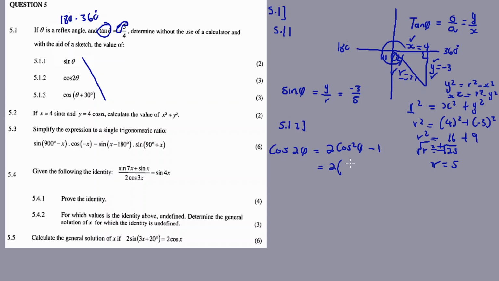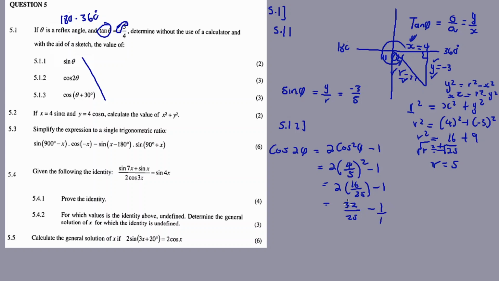Cos theta is adjacent over hypotenuse, so we have 4 over 5 squared, times 2, minus 1. That is 16 over 25, 16 times 2 is 32, so 32 over 25, minus 1.